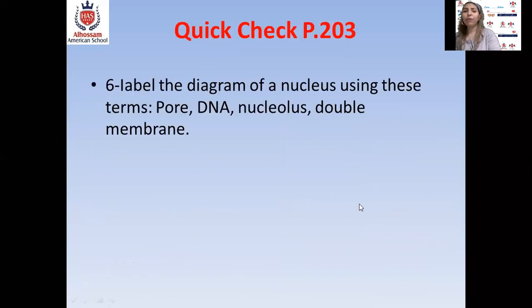Quick check. Label the diagram of the nucleus using these terms: pore, DNA, nucleolus, double membrane. So you have the picture of the nucleus, and you have to use these terms to label it.